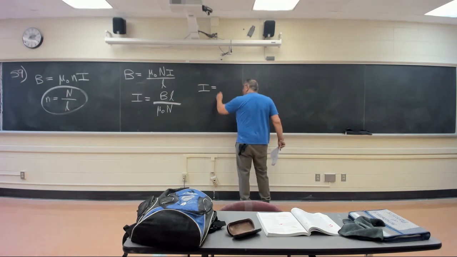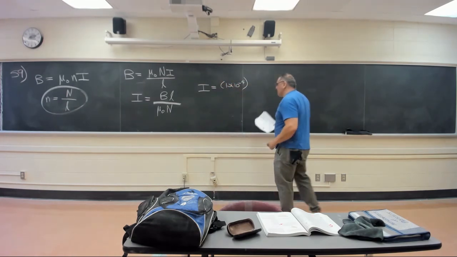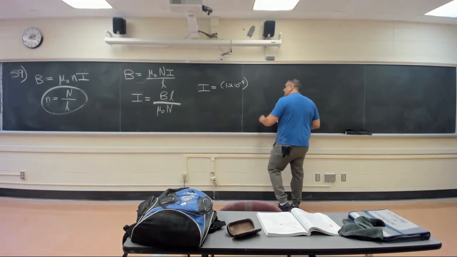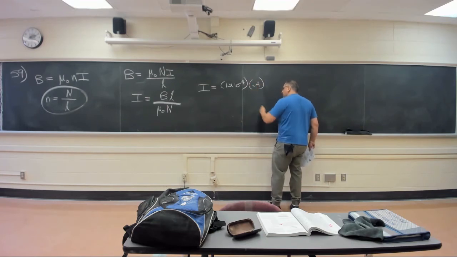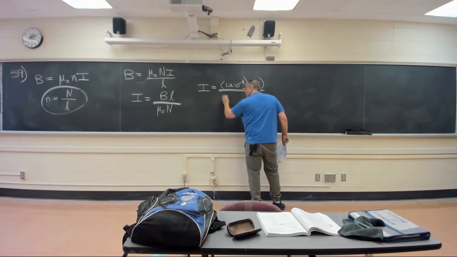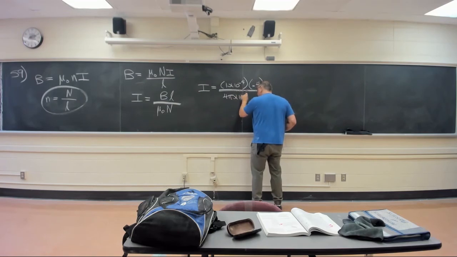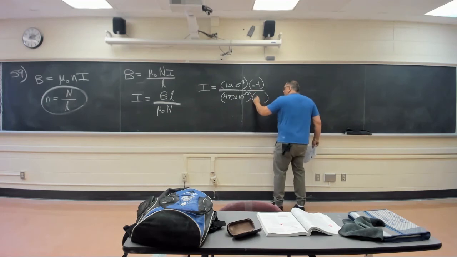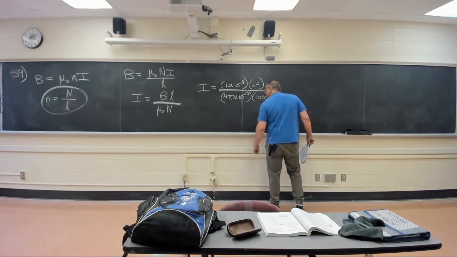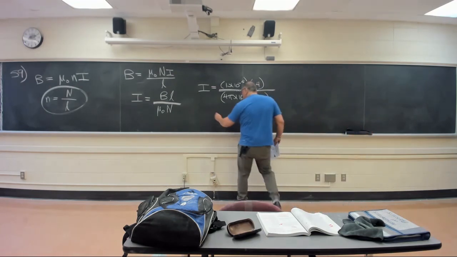You're in a situation where you're calling B. Make sure the units are lined up. 1 times 10 to the negative 4 Tesla. The length under consideration is 0.4 meters. Mu 0 is 4 pi times 10 to the negative 7. And there's 1,000 windings. 1,000 windings over that length. And there you are.